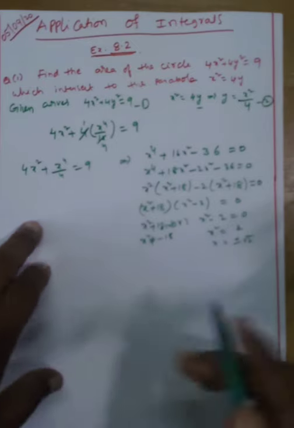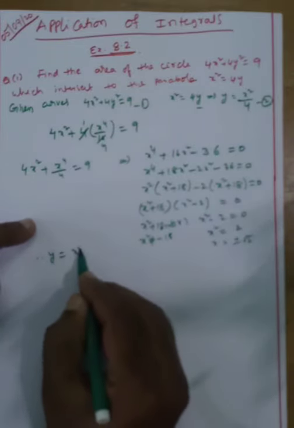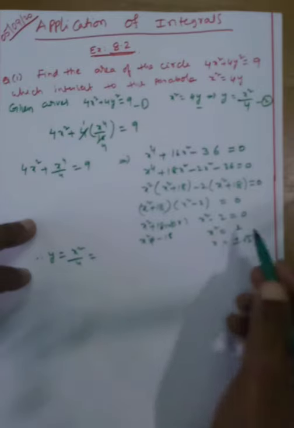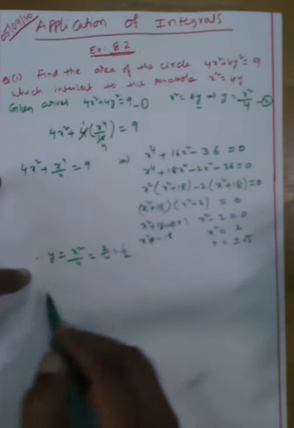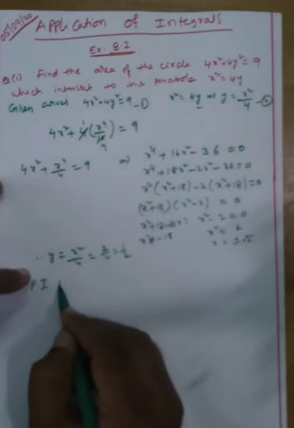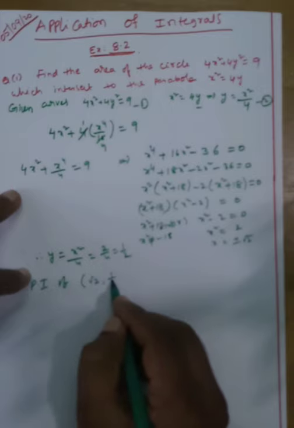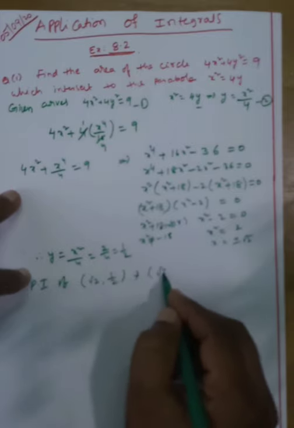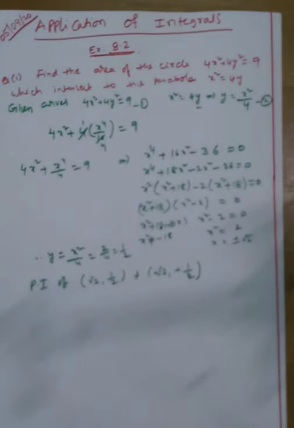What happened to the y value? Now substitute in y is equal to x square by 4. Therefore x square by 4 means 2 by 4, which is 1 by 2. Now the points of intersection of the curves: root 2 comma 1 by 2 and minus root 2 comma plus 1 by 2. These are the points of intersection of the curves, my dear students.